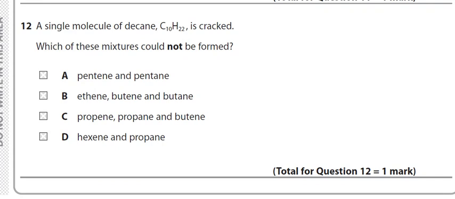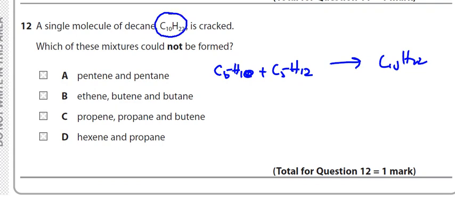So decane is cracked. Usually when cracking, you get an alkane and an alkene. So you have pentane C5H12 and pentene C5H10, an alkene and an alkane. When you add the two, you get C10H22. So you get this, right? So this is correct.